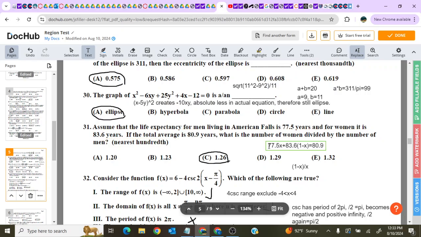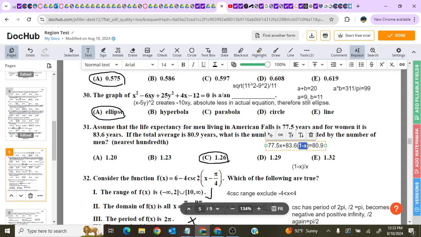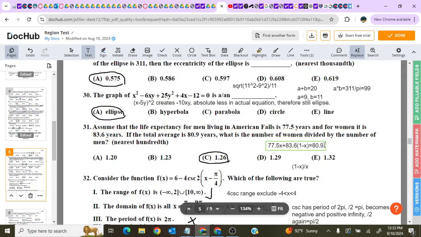77.5 times the proportion of men plus 83.6 times the proportion of people who aren't men. Well, men and women have to add up to a total of 100%. So your proportion of women is going to be 1 minus the proportion of men. So if you do that, that has to be equal to an average of 80.9. And if you solve for x, you'll get the proportion of men living in America, and then number of women divided by number of men. Well, the proportion of women is 1 minus x, and the proportion of men is just x. Do that, and you get a value of 1.26.